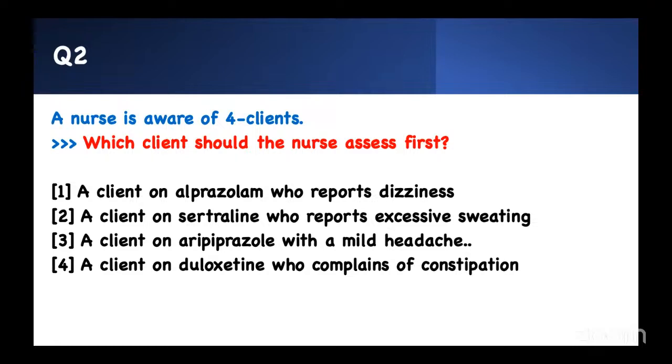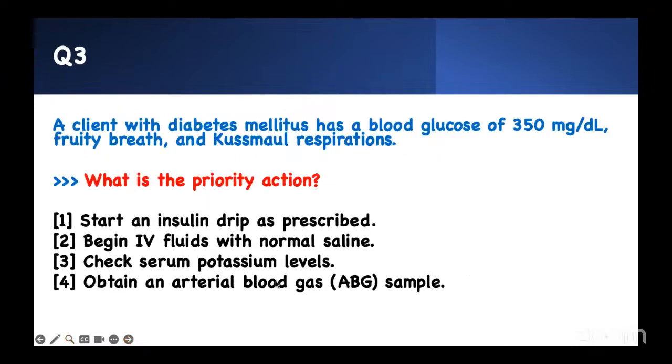What do you think? Constipation, headache, excessive sweating, and dizziness. You can tell. Don't get trapped with number one because that is alprazolam. It's a sedation medication. It's not a big problem. But with an SSRI and you're sweaty, I know it's serotonin syndrome. I've got to worry about you. So that's your right answer, number two. This is the mental process you have to go through, and you will figure it out.